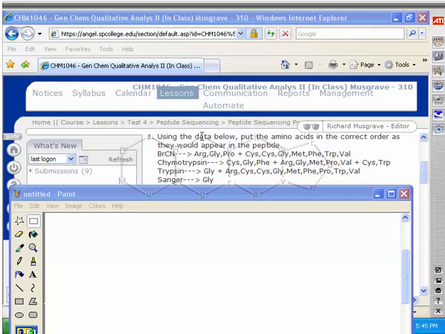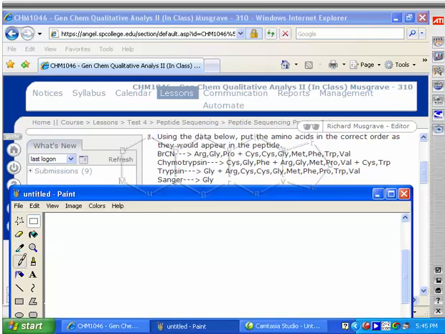This is a peptide sequencing problem for your online quiz, and you'll see that this particular one is 10 amino acids long. 1, 2, 3, 4, 5, 6, 7, 8, 9, 10. So we know that we're going to need 10 lines down here. 1, 2, 3, 4, 5, 6, 7, 8, 9, 10. We also know that Sanger says Gly, so we know Gly must go first.